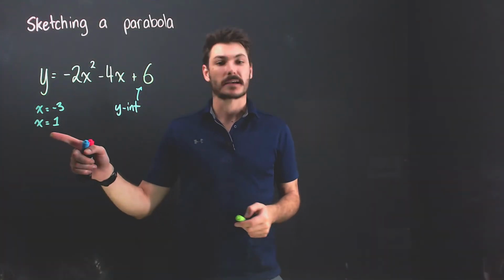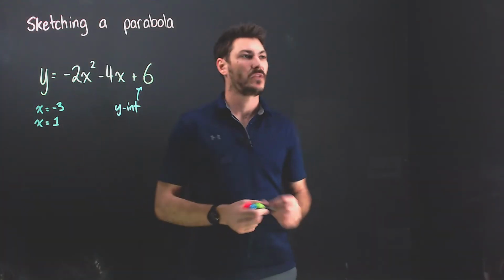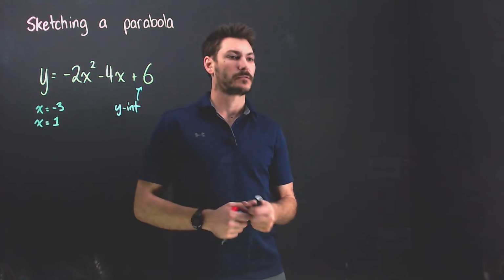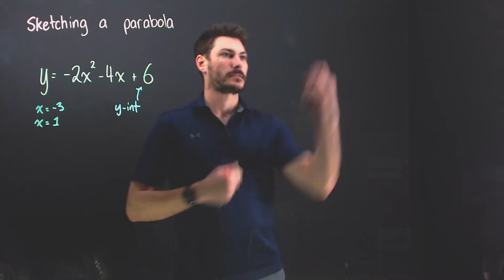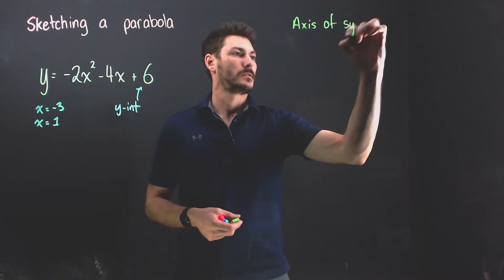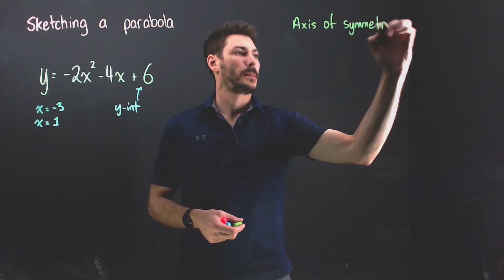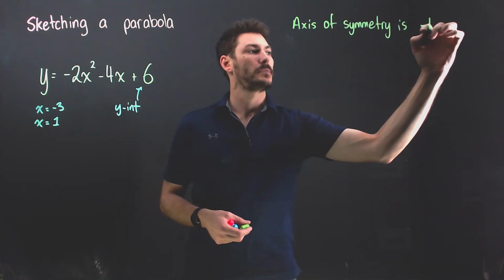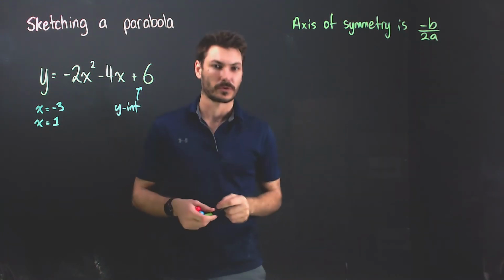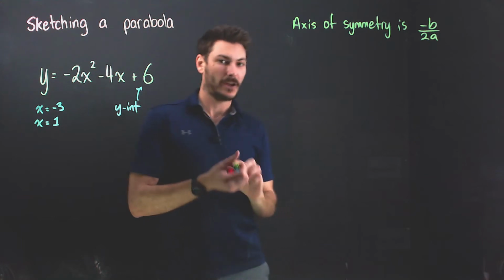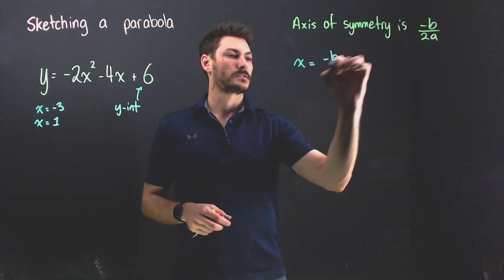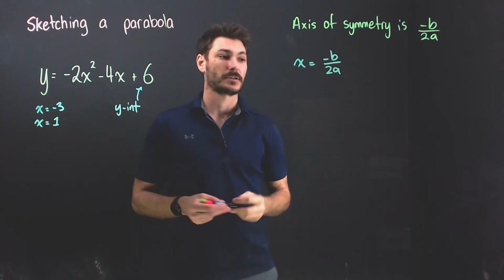Alrighty, so I've popped my x-intercepts over here so I can remember them. Over here I'm going to find the axis of symmetry. Now the axis of symmetry comes from minus b over 2a. I'll just write that up here. Axis of symmetry is minus b over 2a. And that's the axis of symmetry for the x coordinate. So really I'm going to be writing underneath here x equals minus b over 2a for my axis of symmetry.